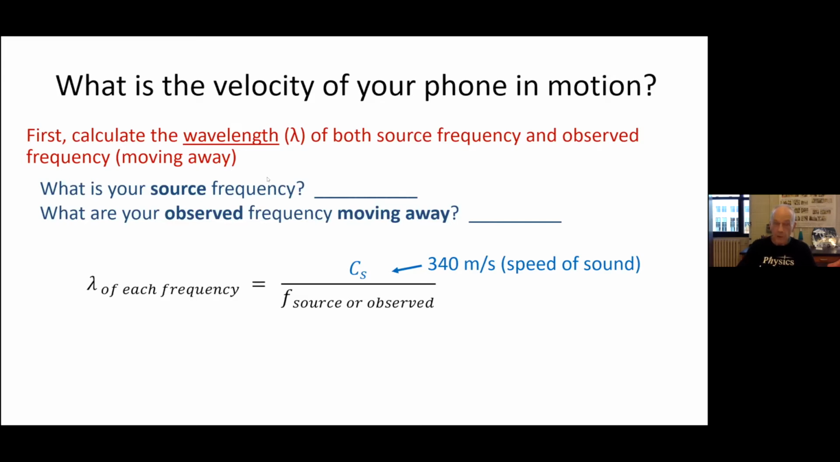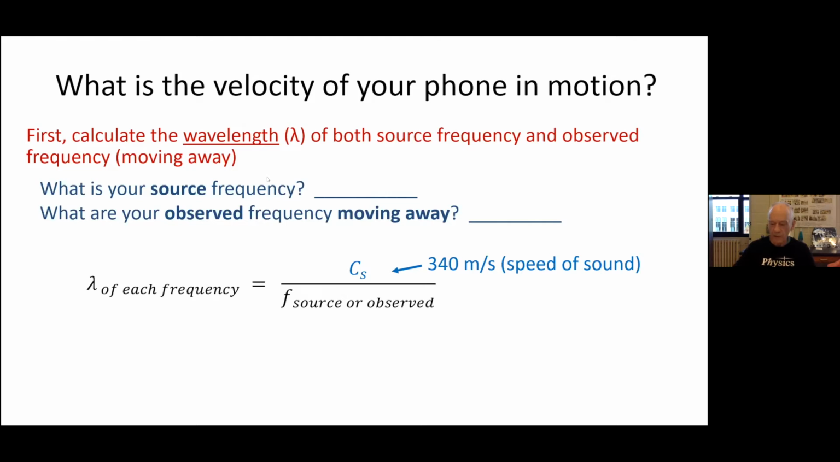So for everybody, the wavelength of the source, speed of sound divided by 1,000, is just going to be 0.34 meters. I think that's pretty interesting. The wavelength of a sound wave is about 1/3 of a meter. I think that's a surprise for most of us.